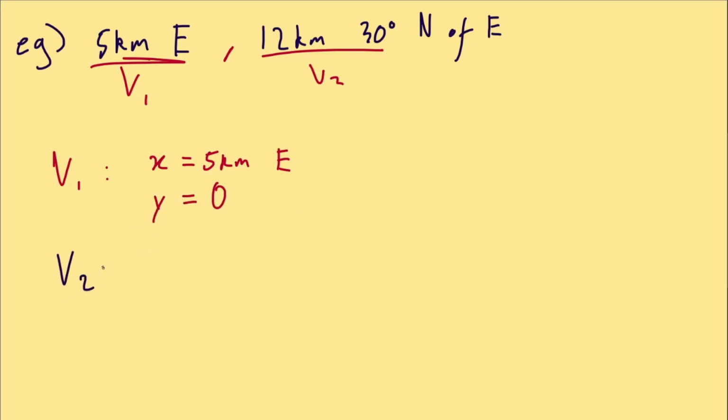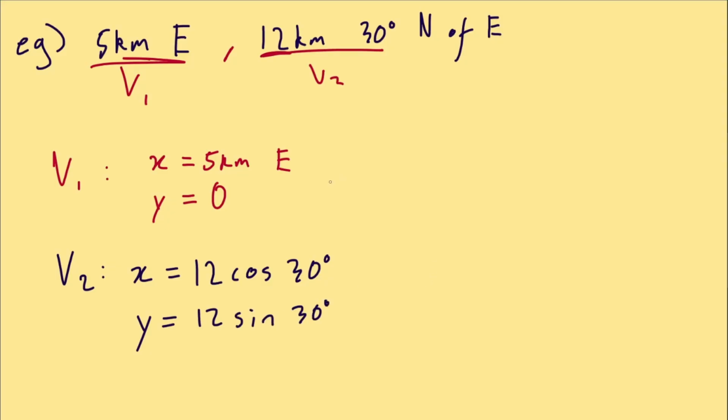Now v2 is a little bit more tricky. If you remember the formulas for finding the x and y components with trigonometry, that's what we're going to have to use. So it gives us 12 kilometers as the magnitude for this vector. The x component, if you remember, is equal to 12 times cosine 30. 12 is the magnitude of the resultant vector, which is where we got 12 from, and then cosine 30 was cosine of the angle. Same with y. y is equal to 12 sine 30.